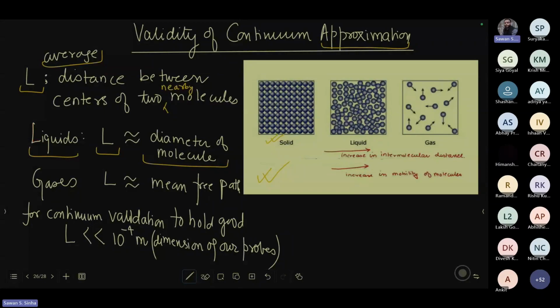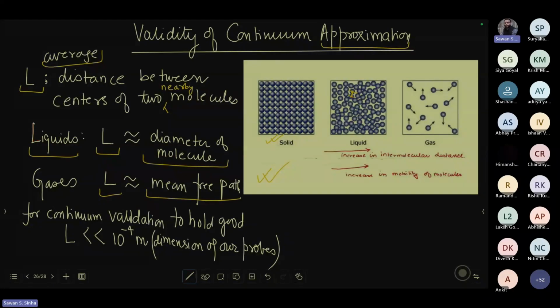That you can see here. This is a molecule, center here, center here. Since they are touching, this distance will be the diameter of the molecule. However, in gases, the distance between the centers of two nearby molecules will not be the diameter of the molecules. It will be the mean free path of the molecules.